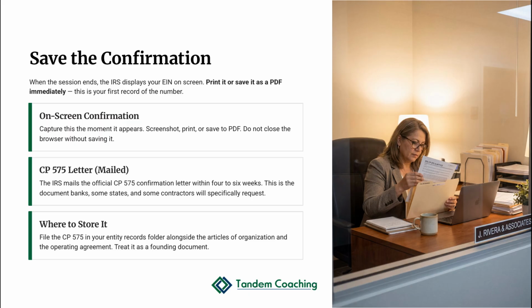The IRS mails the CP-575 letter, the official paper notice of EIN assignment, in that window. When it arrives, file it in the Entity Records folder next to the formation articles and the operating agreement. Banks, some state agencies, and some larger contractors will ask for the CP-575 specifically rather than the on-screen page.